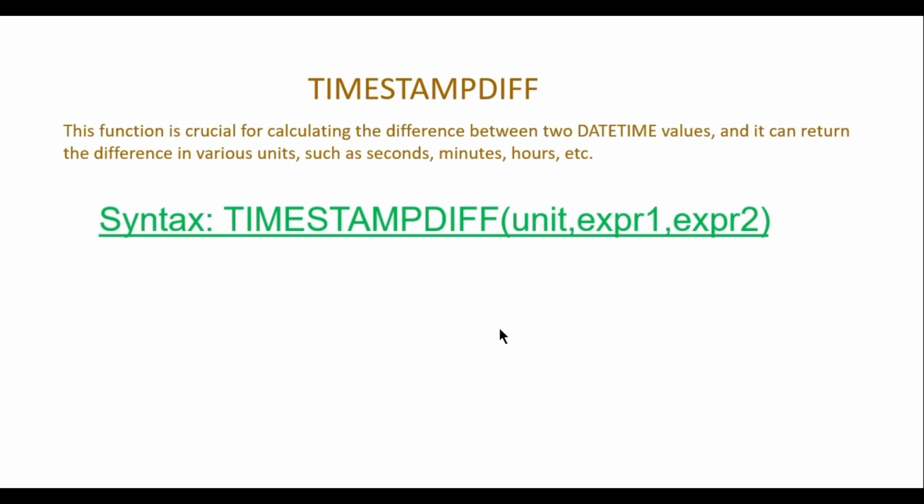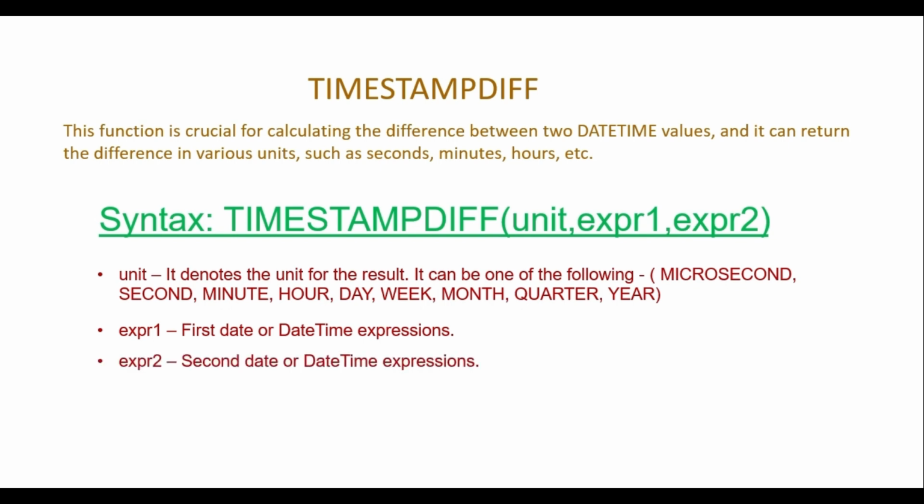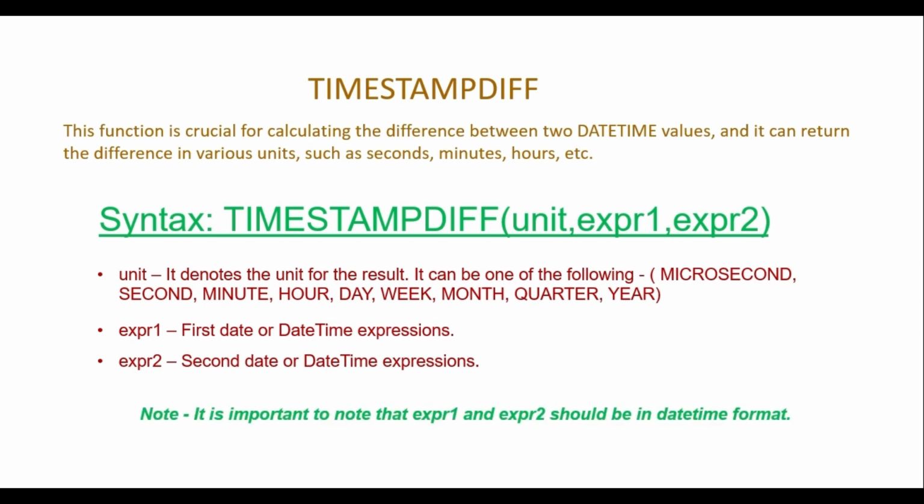It accepts three parameters: unit, expression 1 and expression 2. Unit denotes the unit for the result, and it can be any one of the following: microsecond, second, minute, hour, day, week, month, quarter, year. Expression 1 is the first date or datetime expression, and expression 2 is the second date or datetime expression. It is important to note that expression 1 and expression 2 should be in datetime format, since it calculates the difference between two datetime values.